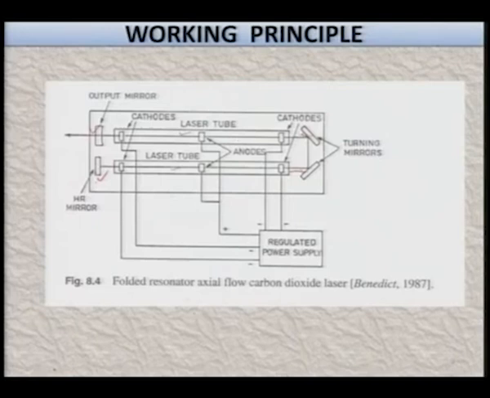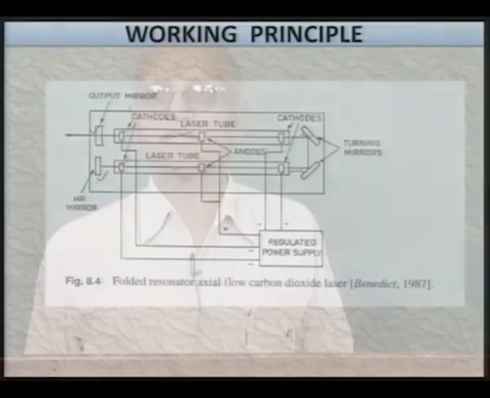Here you have the two cathodes, as you can clearly see, and these are the anodes in the tube, and production of laser is taking place, and this is useful for comparatively high power lasers. You can have more than two tubes folded. The higher the power that you need, the more tubes you will have to use.